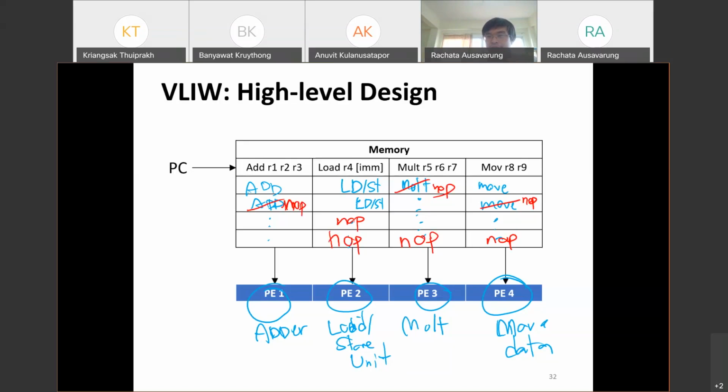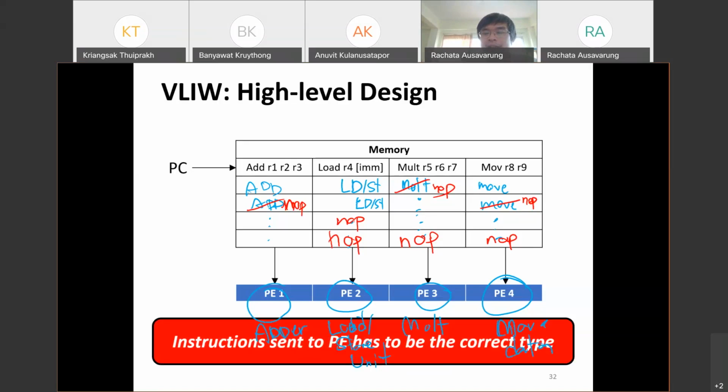And as I have the arrow sign pointed down here, it means that basically the adder would be forwarded to processing element 1. It cannot go to processing element 2 because it's a totally wrong ALU that has nothing to do with each other. Instruction sent to the processing element has to be the correct type.